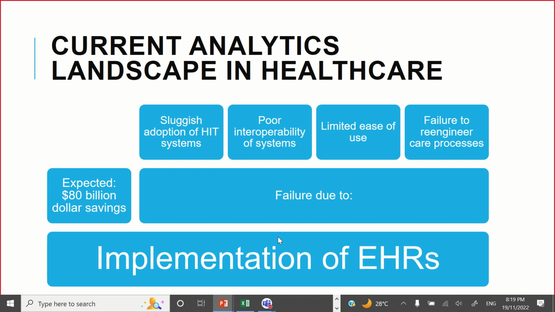It says here that the failure to achieve this 80 billion saving and the increase in the cost of the electronic healthcare records over time was due to, one of the reasons, the sluggish adoption of the health information technology systems. So in our previous chapter, we talked about how this issue was overcome, and the adoption of the electronic healthcare record was encouraged. Do you remember how was that done?